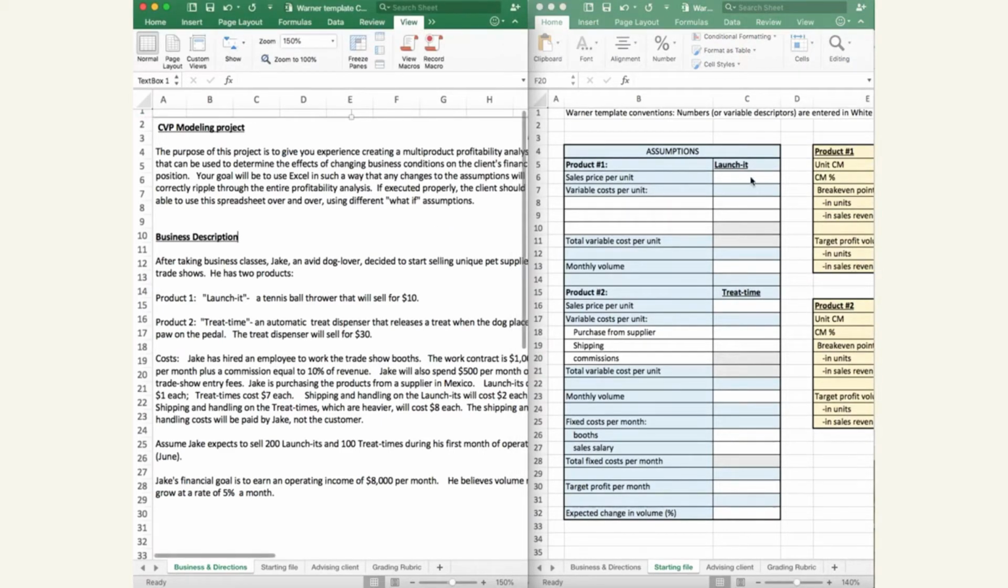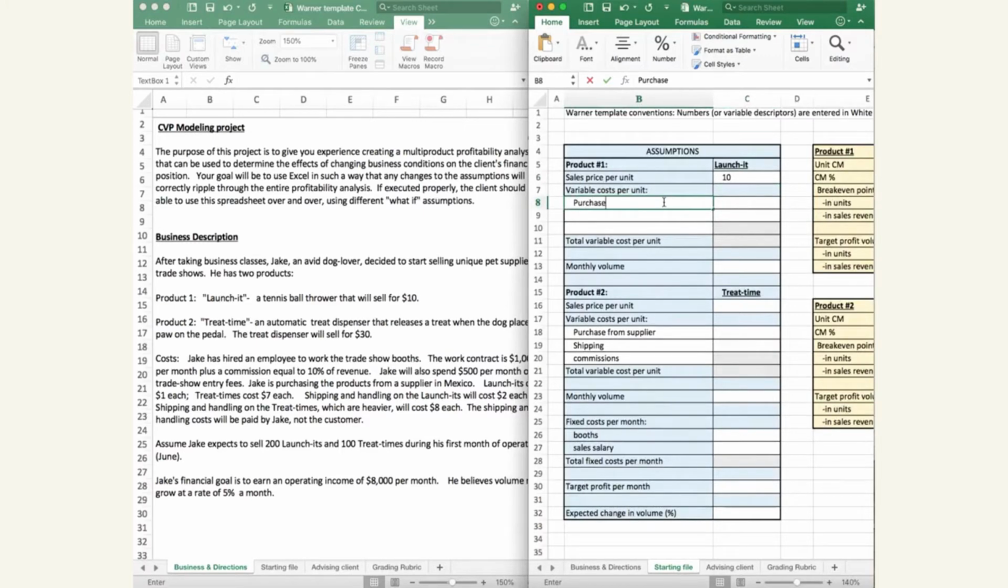So we have our Launch It product at a sales price of $10, and then we can have our variable cost purchasing from the supplier of $1, and our shipping was $2, and our commissions are going to be a calculated value, and you'll notice that the cell is gray here. That means that it's a calculated value, so we hit equals, and then it was 10% times the $10, giving us a total variable cost per unit.